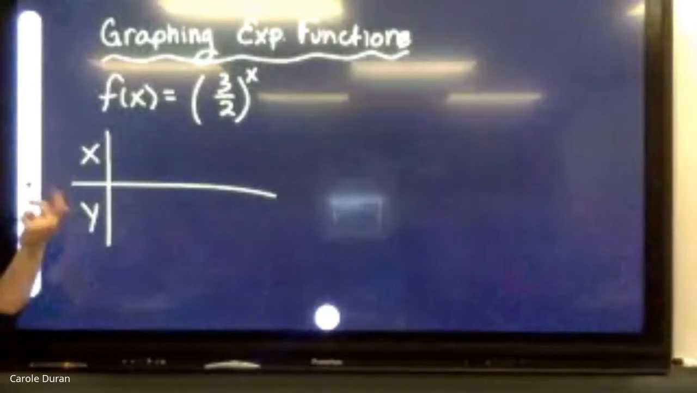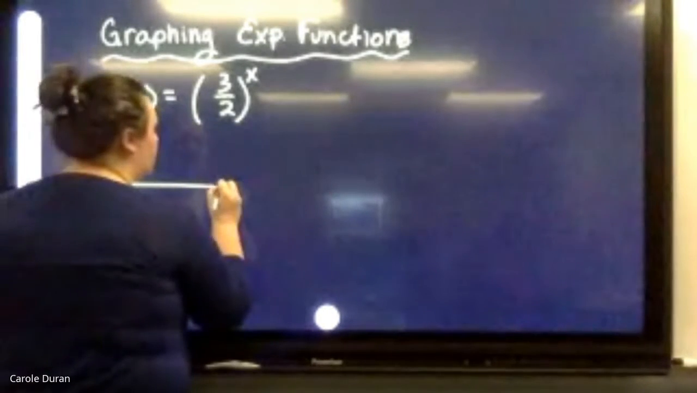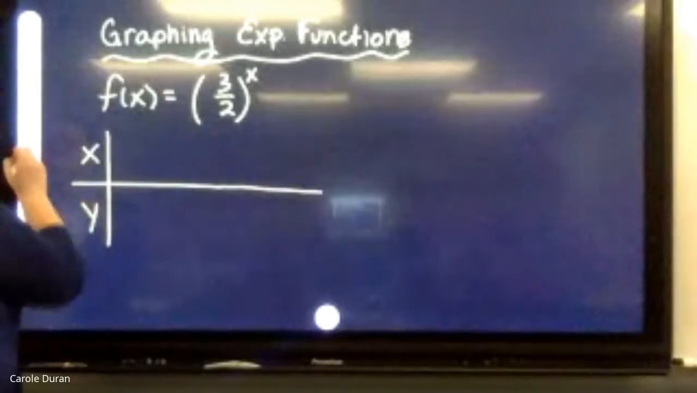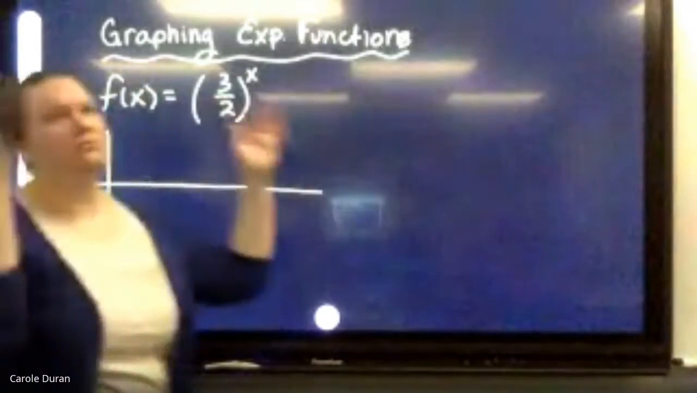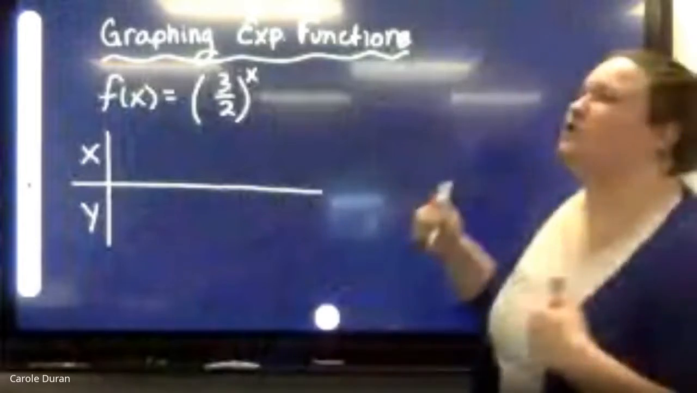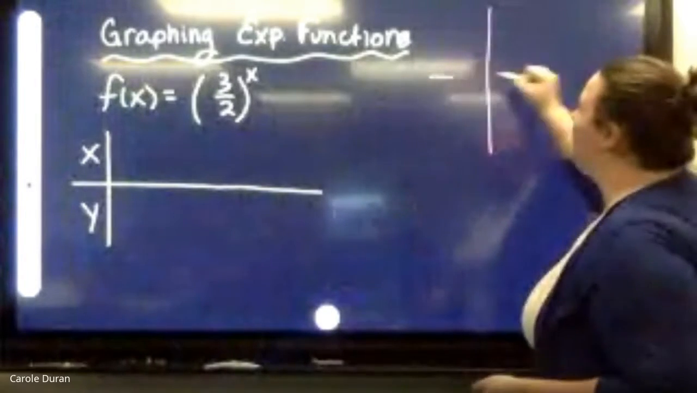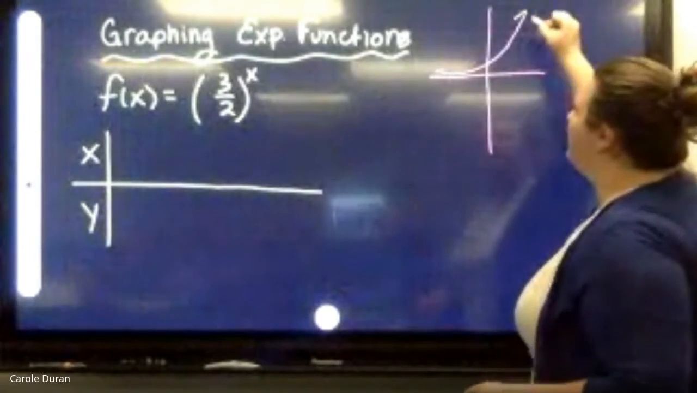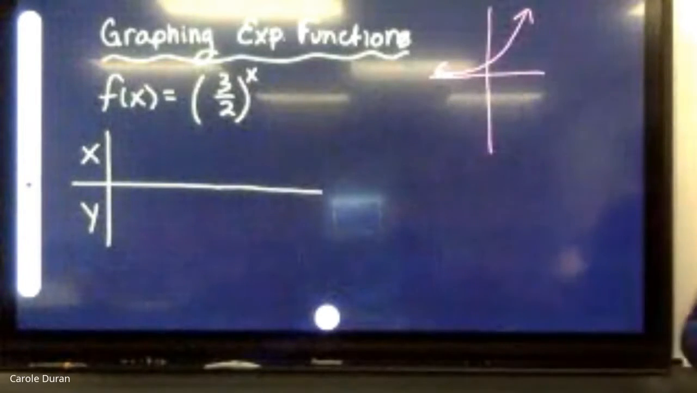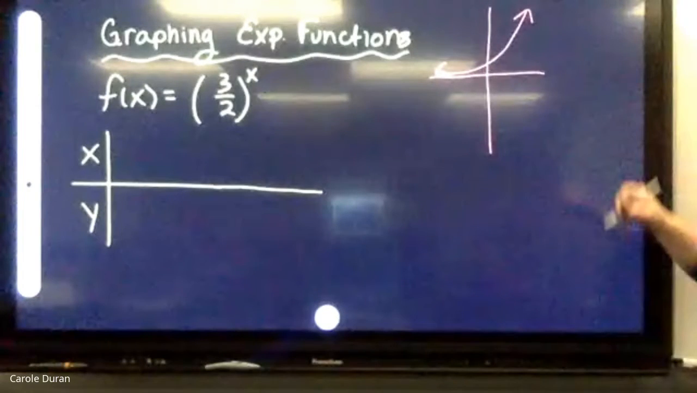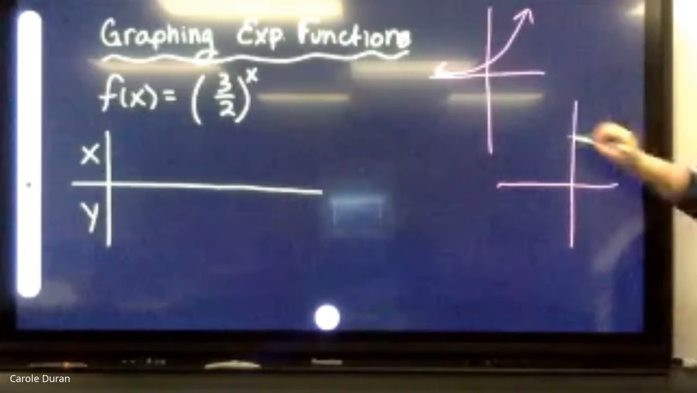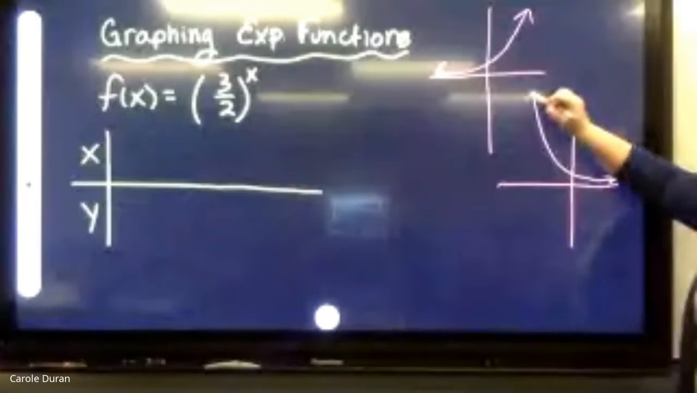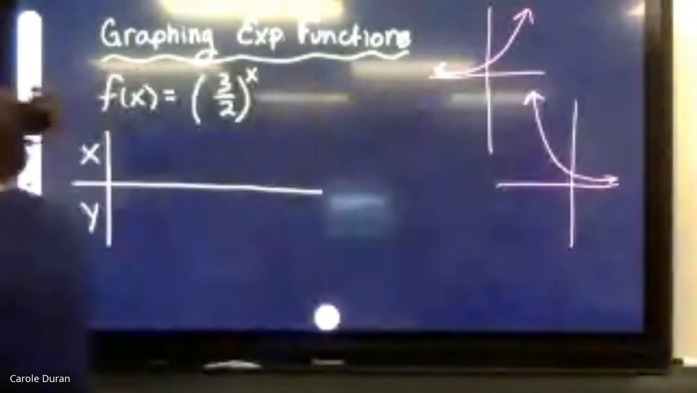So when we are doing an exponential function like this, it's important to note the general shape of all basic exponential functions. Either it grows, so it looks something like this. That's an exponential growth graph. Or it will decay as it gets farther to the right, and that's an exponential decay graph.